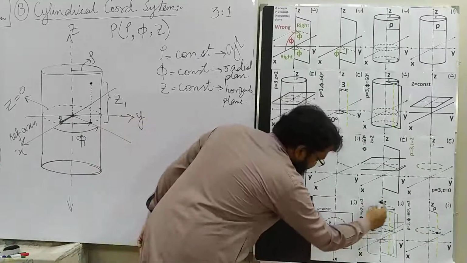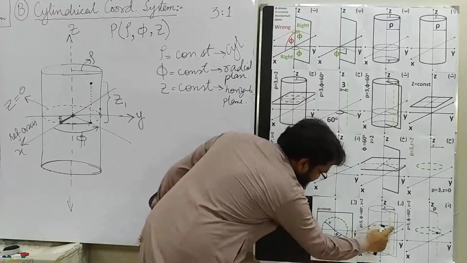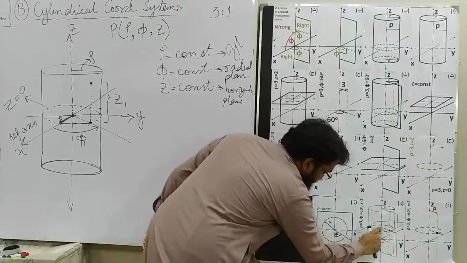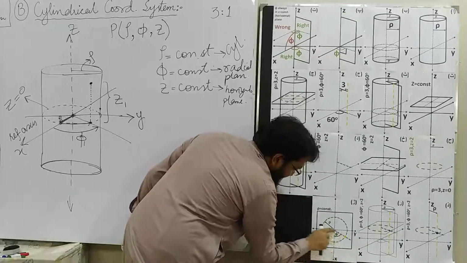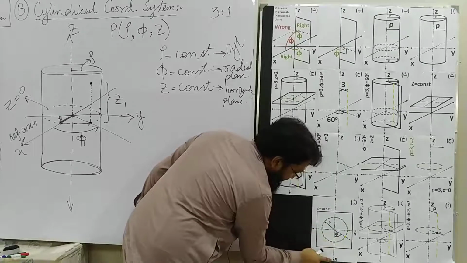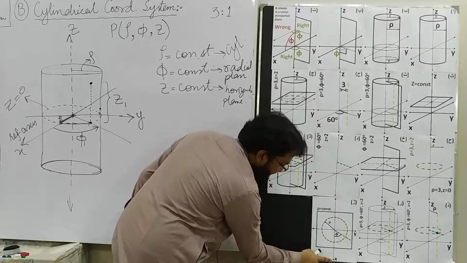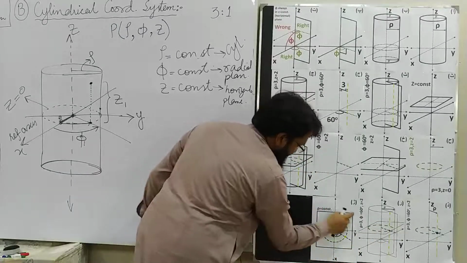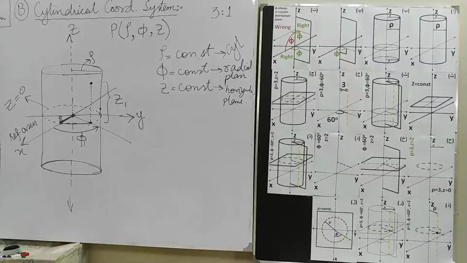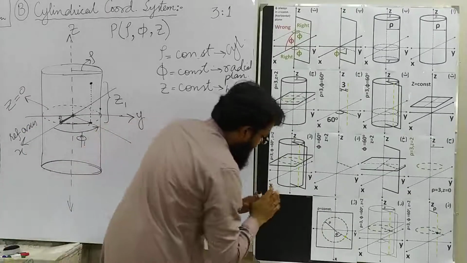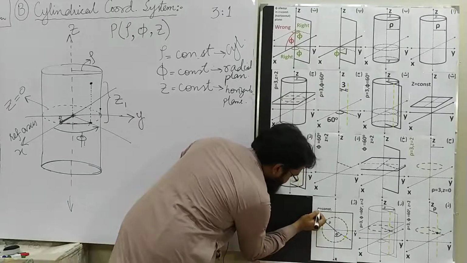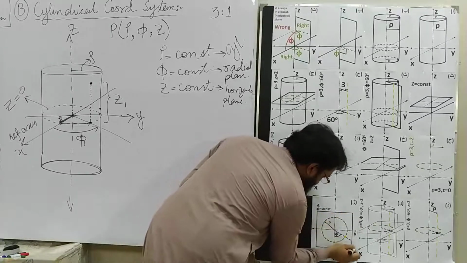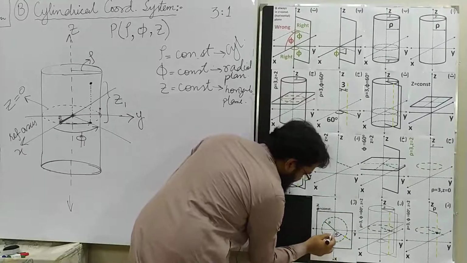If you see it from the top, you will see the cylinder as a circle. This green circle you will see as a perfect circle. And this line you will see as a line making some angle phi with respect to the x-axis. And this horizontal plane is something you will see like this. There is some mistake here: this is not phi equals constant, this is the z equals constant surface. Sorry, my bad.